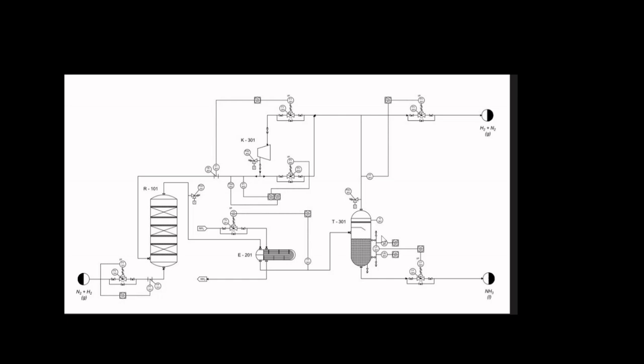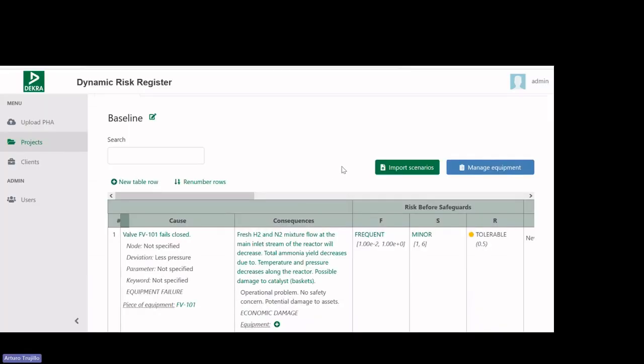The unreacted nitrogen and hydrogen, plus some remaining gaseous ammonia, are recycled by compressor K301 to the reactor. The compressor has a spill back line and also we have a purge in the plant to avoid concentrating impurities in the reaction loop. We have done a traditional PHA of the reaction section, and uploaded it to the Dynamic Risk Register. That's the result.